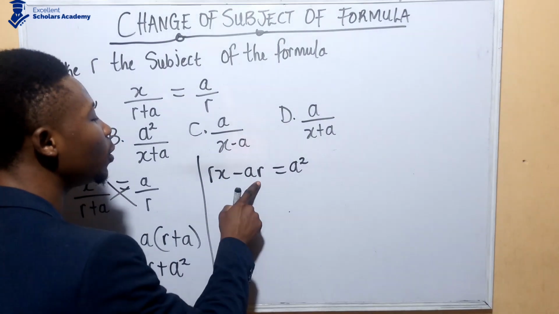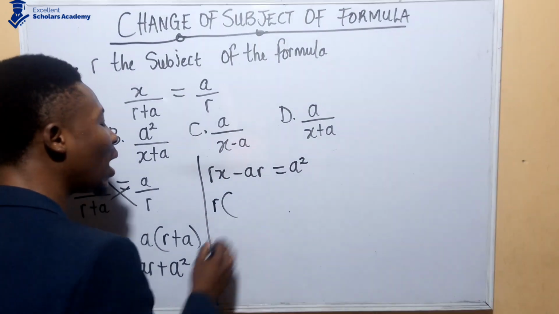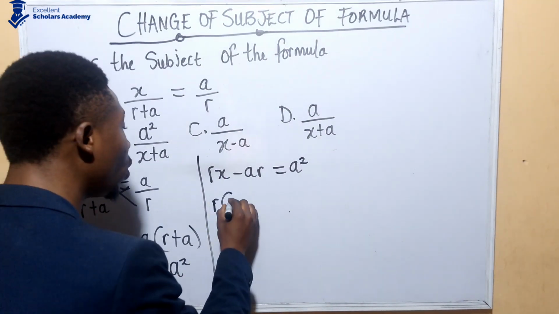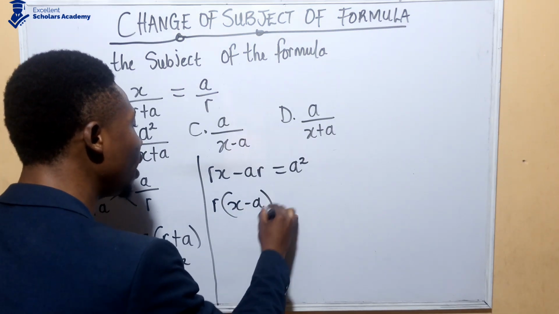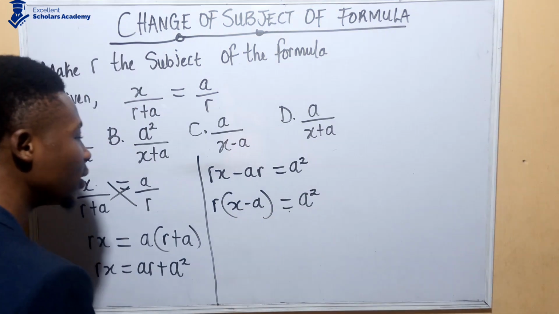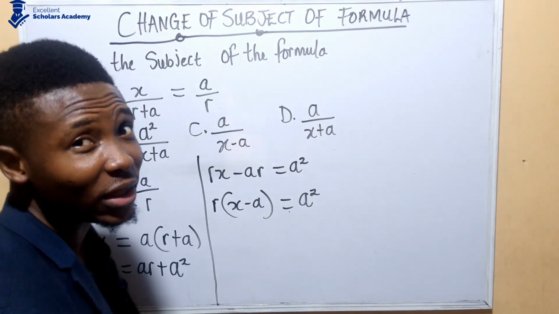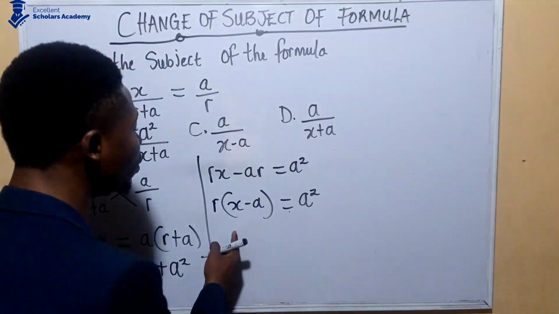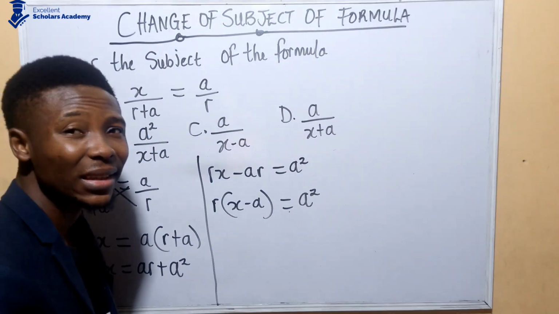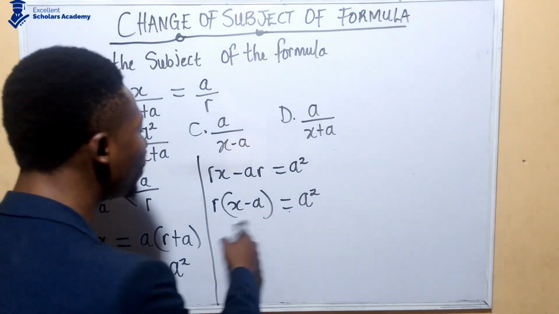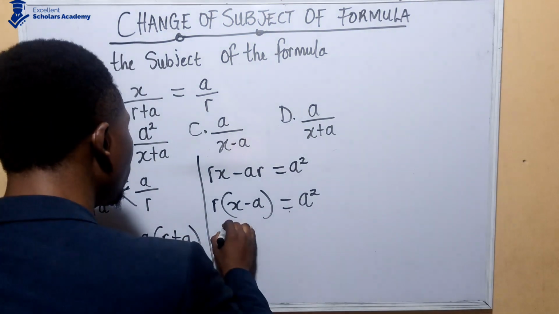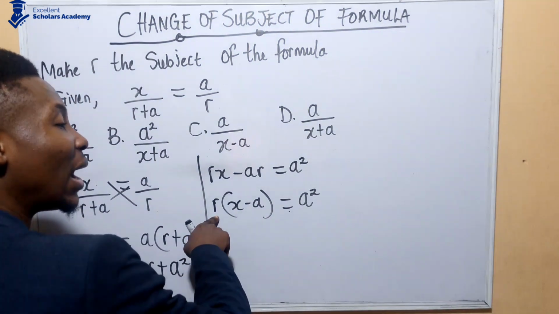Now you notice that R is common between these two terms, so take that R out. We just factorized. What remains is R times X minus A is equal to A squared. Now, do we divide both sides by R? No. You want to make R the subject of formula, so you divide both sides by X minus A.